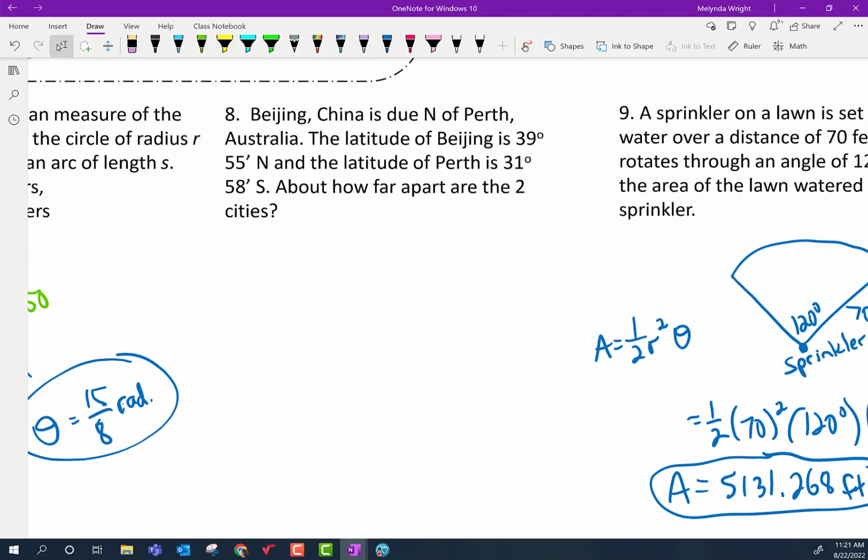Okay, so we have Beijing. Beijing, China is due north of Perth, Australia. The latitude is 39 degrees. Oh, look at this new notation. You're probably like, yay, I want to learn something new. 39 degrees, 55 minutes north. North means in the northern hemisphere. The latitude of Perth is 31 degrees, 58 minutes south.